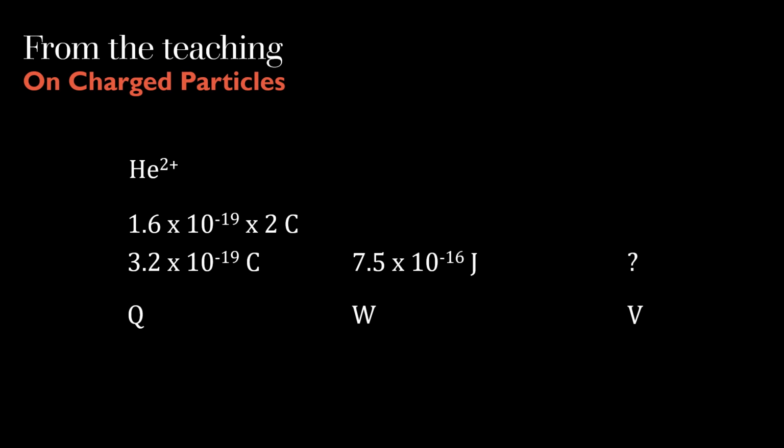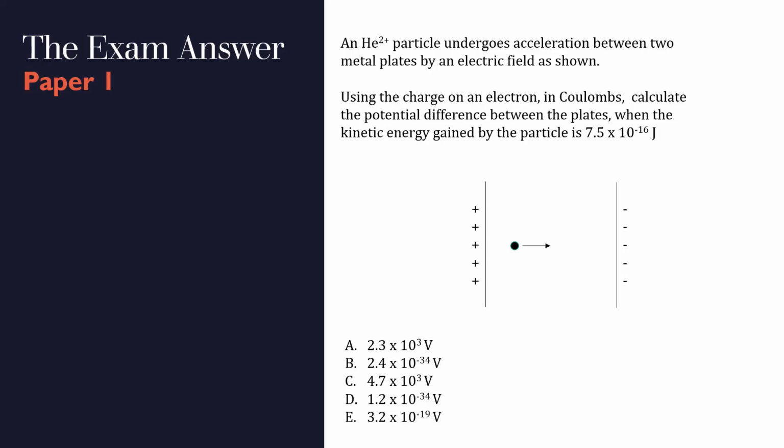So now we have a value in joules, we have a value for charge in coulombs, and we're looking for the voltage. From the data sheet we know that there is an equation that can do that. It is W equals QV, or work equals charge times potential difference. So we can now go ahead and figure this out.